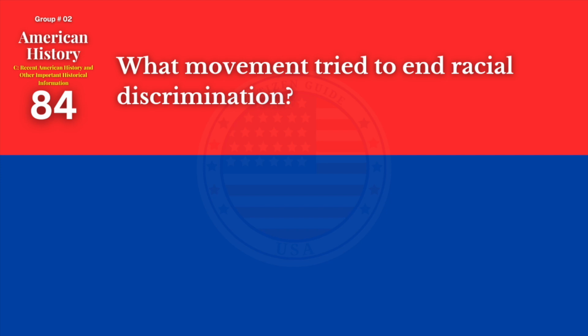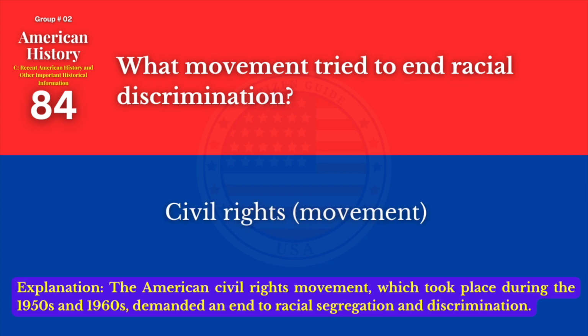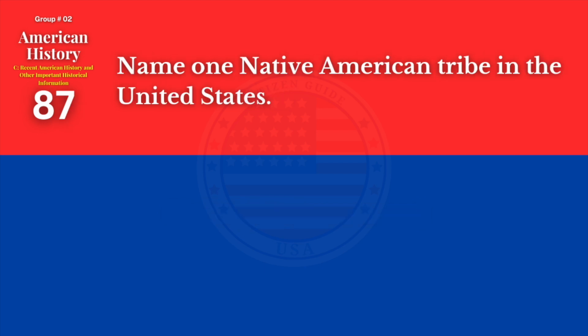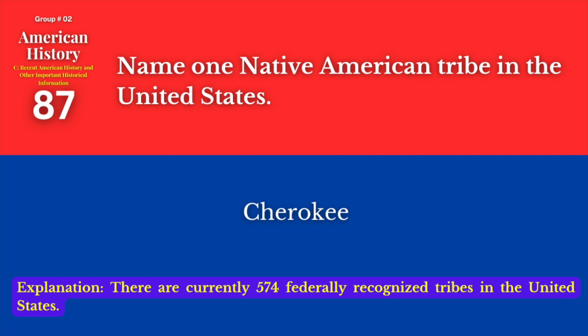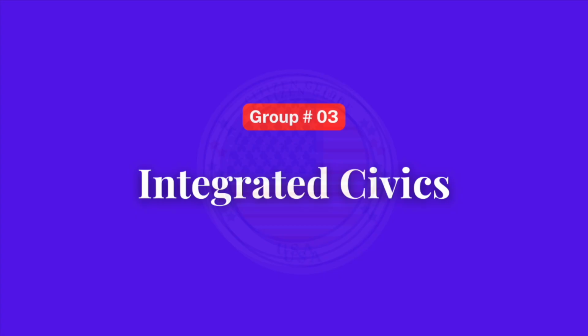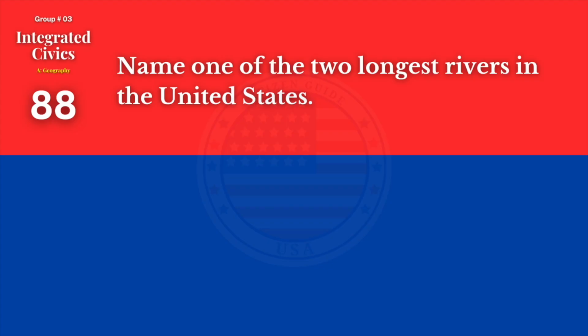What movement tried to end racial discrimination? Civil rights movement. Name one Native American tribe in the United States. Cherokee. Group 3. Integrated Civics. Name one of the 2 longest rivers in the United States. Missouri River.